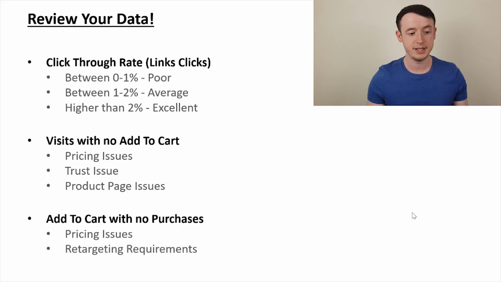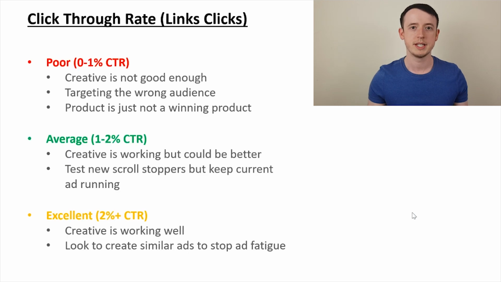Okay, so the first thing you need to be doing when you're looking at why you're not making sales on a particular campaign is you need to start reviewing your data. The first thing you need to look at within your ads manager is your click-through rates. Now this is link clicks. This isn't just click-through rate all, this is link clicks, because you need to find out what percentage of people who have seen your ads are clicking that link and landing on your product page. Anything between 0 and 1% is generally quite poor.